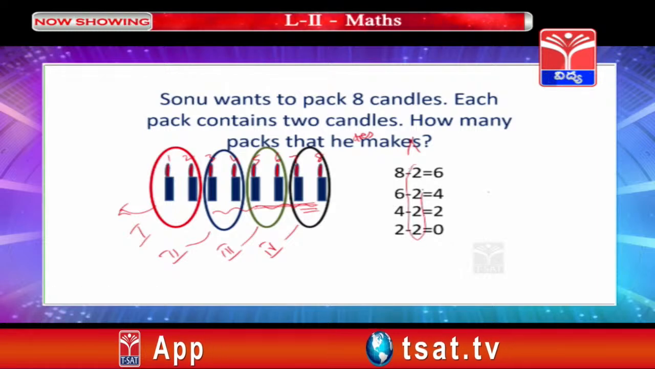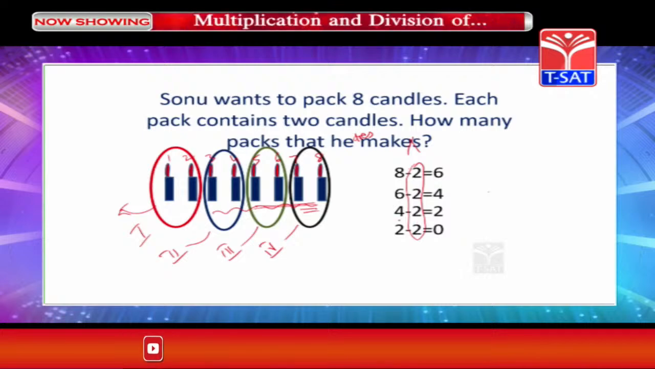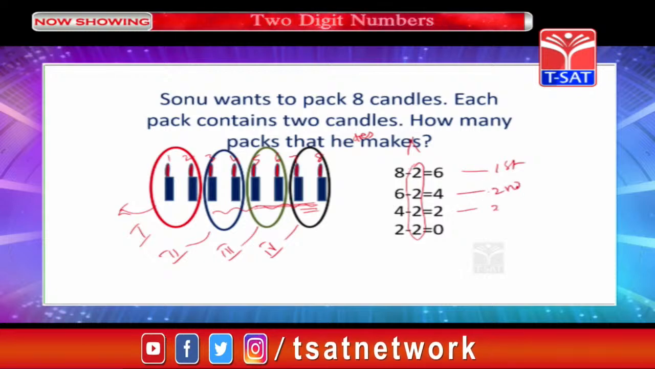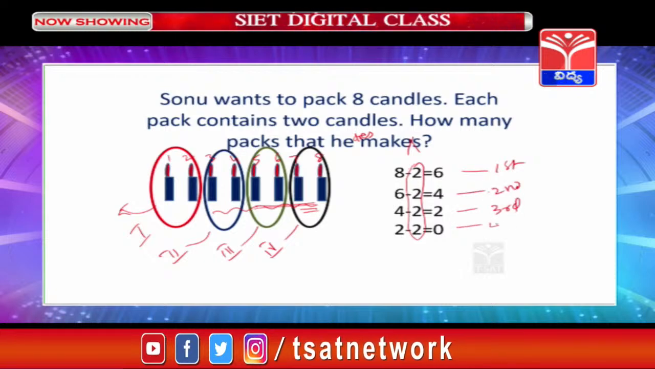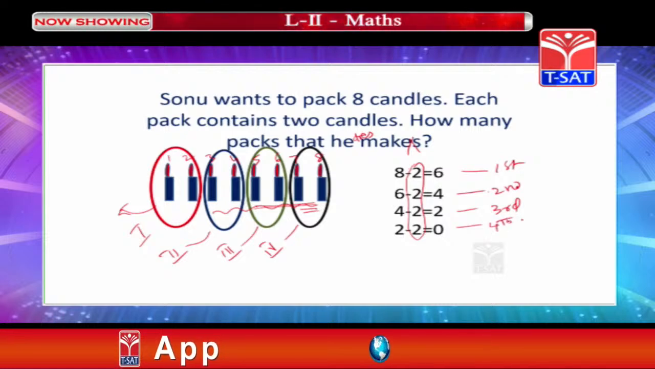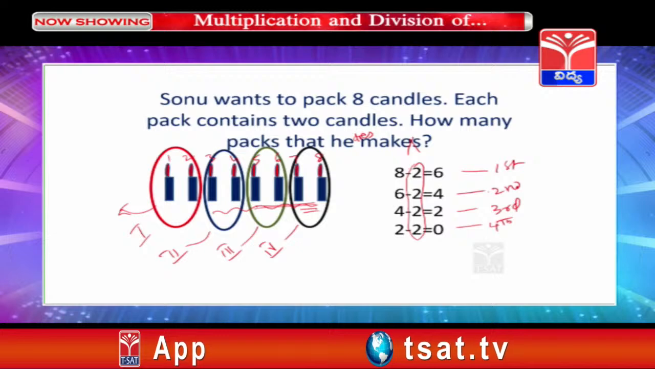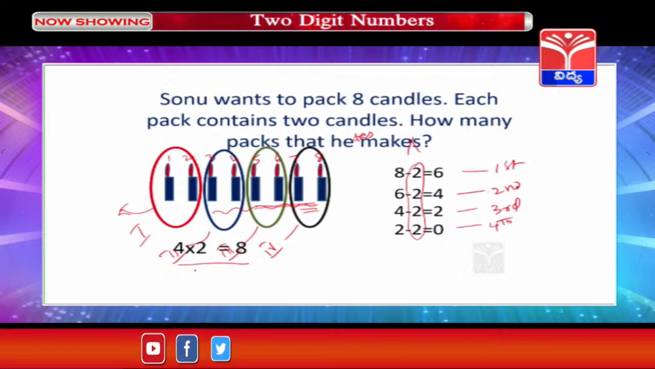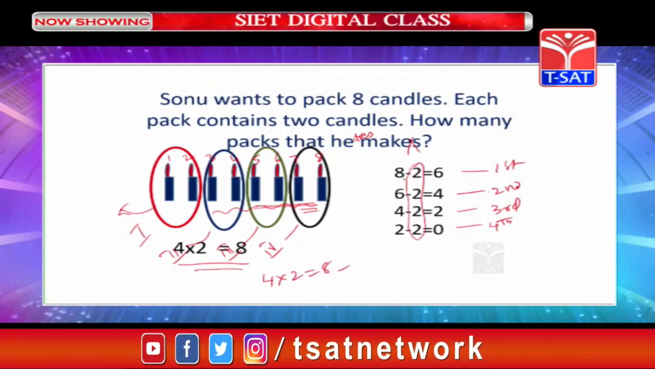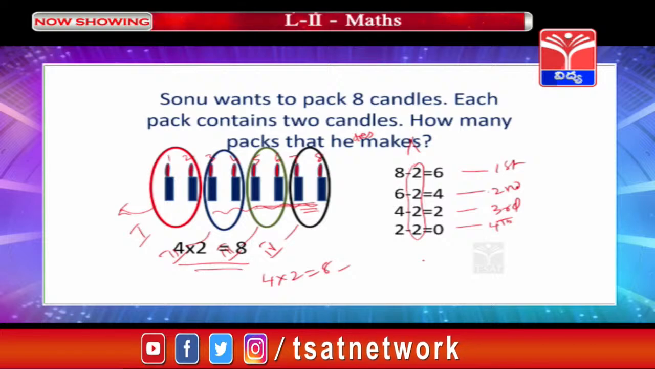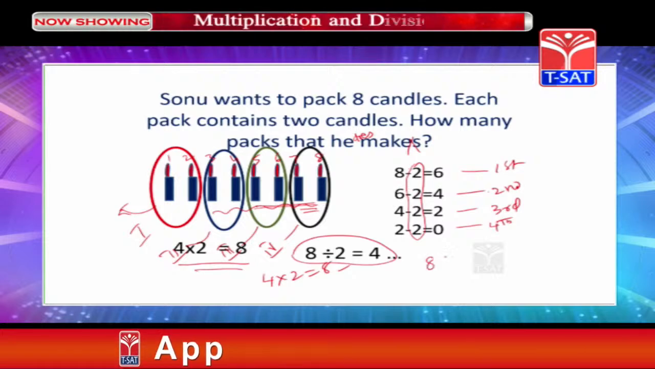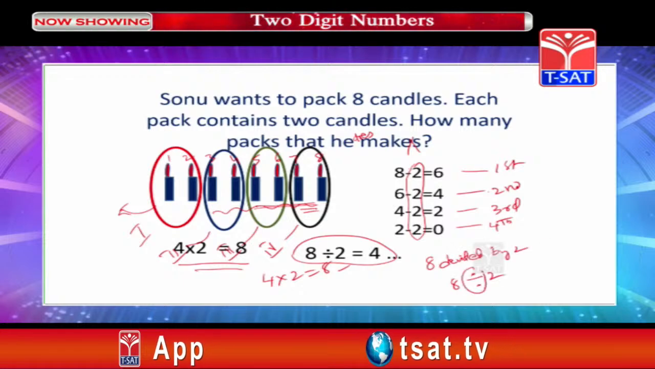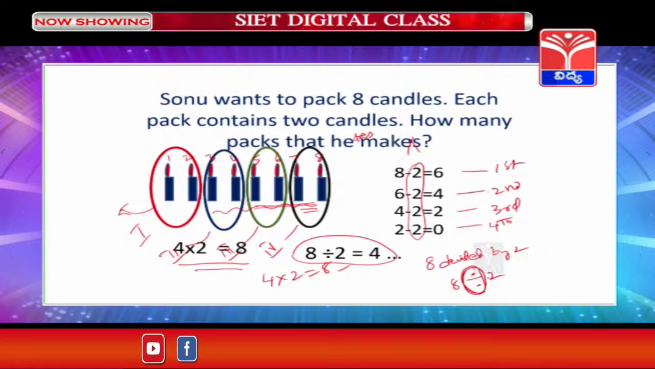See, observe here, we are subtracting 2 from this. How many times? This is first time, second time, third time, and fourth time. So, how many times we subtracted 2 from 8? 4 times. So, this can be written as 4 into 2 is equal to 8. Here we subtracted 2, 4 times from 8. So that can be written as 8 divided by 2. This symbol is used for division, right?